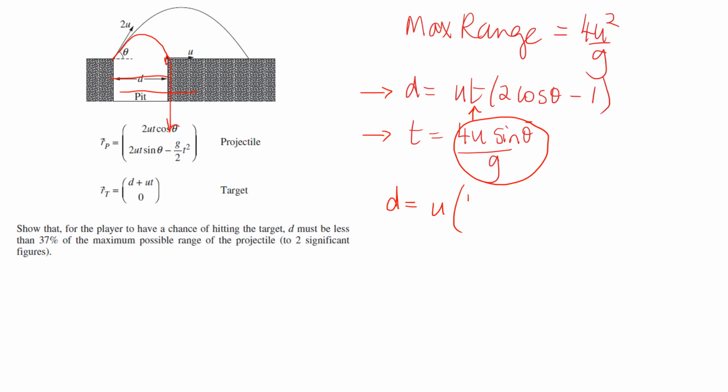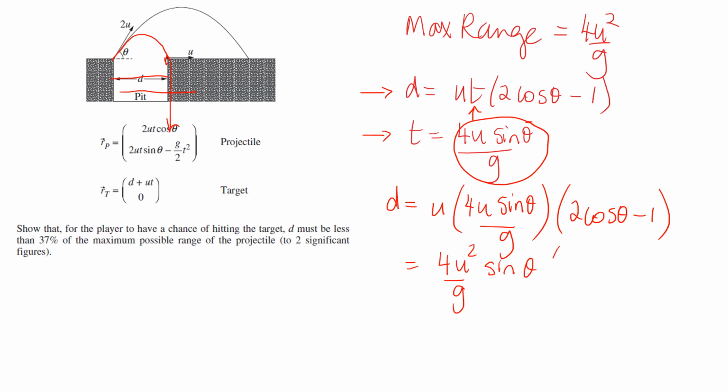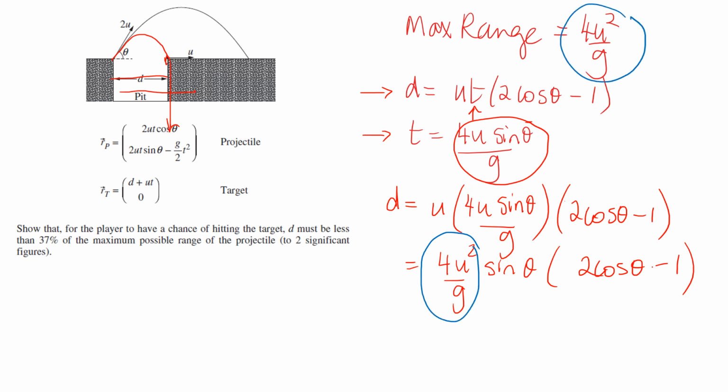All right, so substituting in. So 4u sine theta on g brackets, and then brackets 2 cos theta, take away 1. And tidying that up, I get 4u squared on g sine theta, 2 cos theta, take away 1. All right, we can see some similarities here. There's the maximum range. Can you see that? So it would be really good if the maximum this could be would be 37%, because that would be the answer.